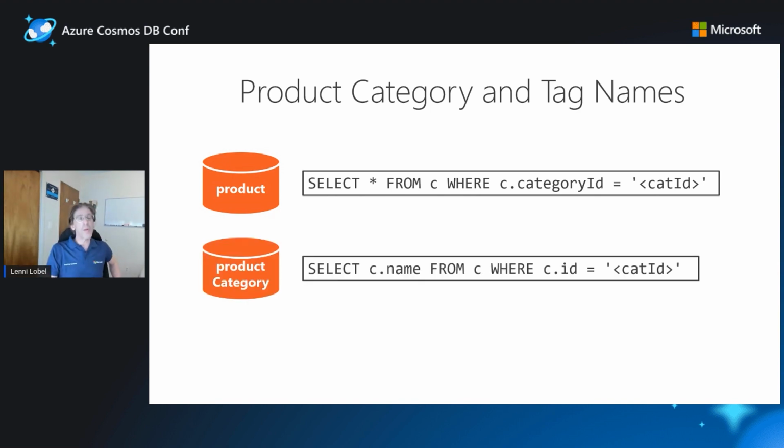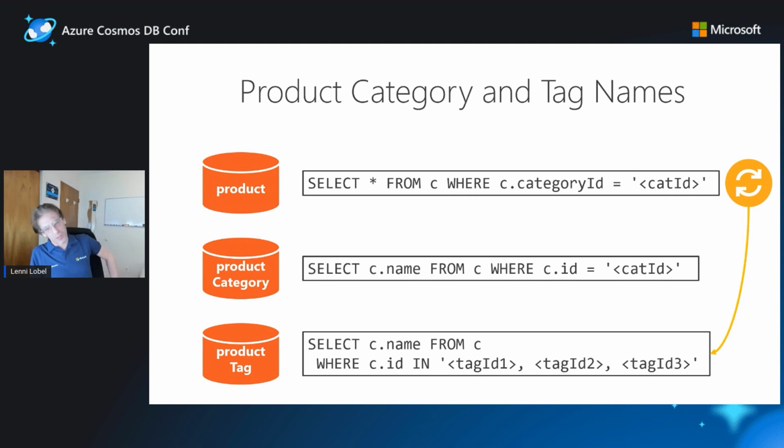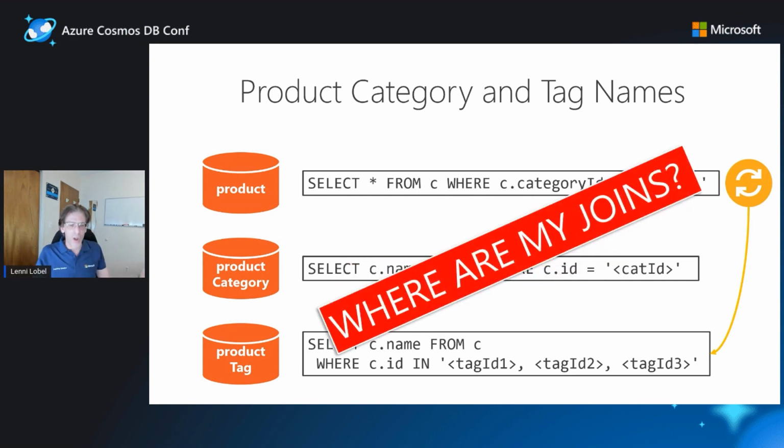So it would be a second query now on the category container by the category ID to get the display name for the category, and then it gets worse because for each product returned by that first query, you would need to run this third query on the tag document to get the display names for the tags. And this is where, you know, you pound your fist on the table and say, well, where are my joins? Of course, in the relational world, this is a no-brainer.